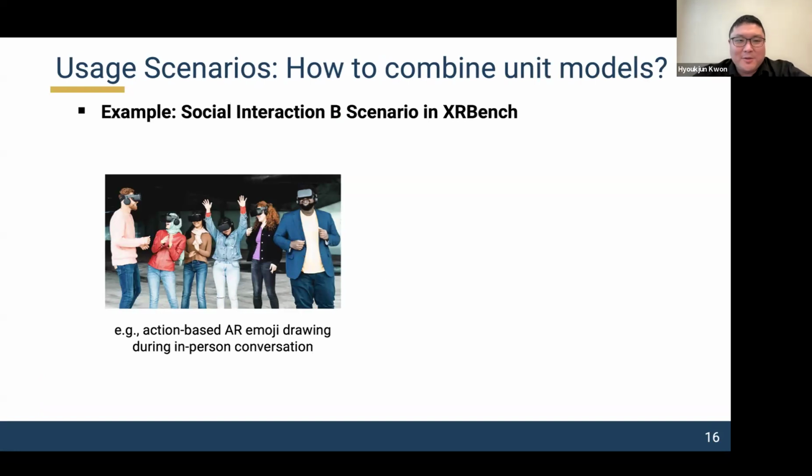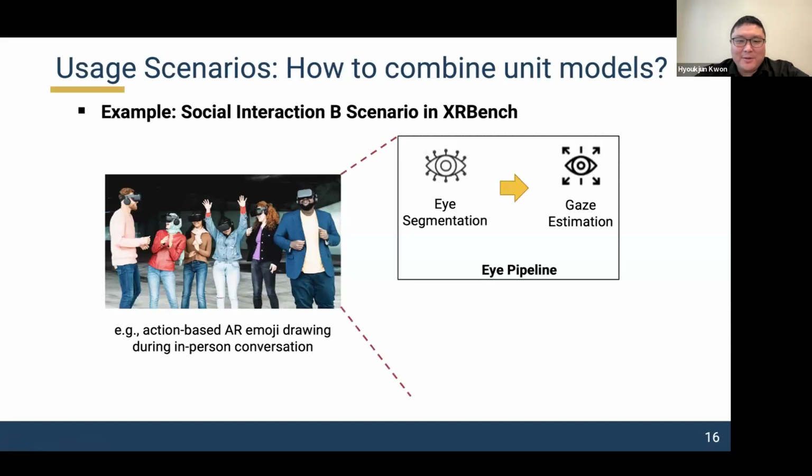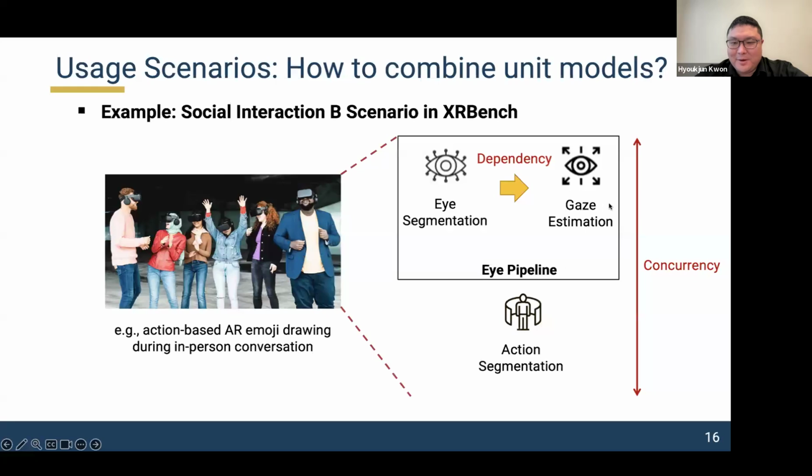And combining those unit models, we constructed usage scenarios which are more aligned with real use cases projected by industry. For example, this is a social interaction B scenario in XR Bench. This is targeting applications like action-based AR emoji drawing during in-person conversation. To enable this application, first, the device needs to understand where the user is looking. That's why we need the eye pipeline. And we also need action segmentation to understand the opponent's action so that we can draw the proper AR emoji. And one thing we can immediately notice from this workload description is that in some cases models have dependencies, like the eye pipeline, and we are running these ML models and ML pipelines concurrently.